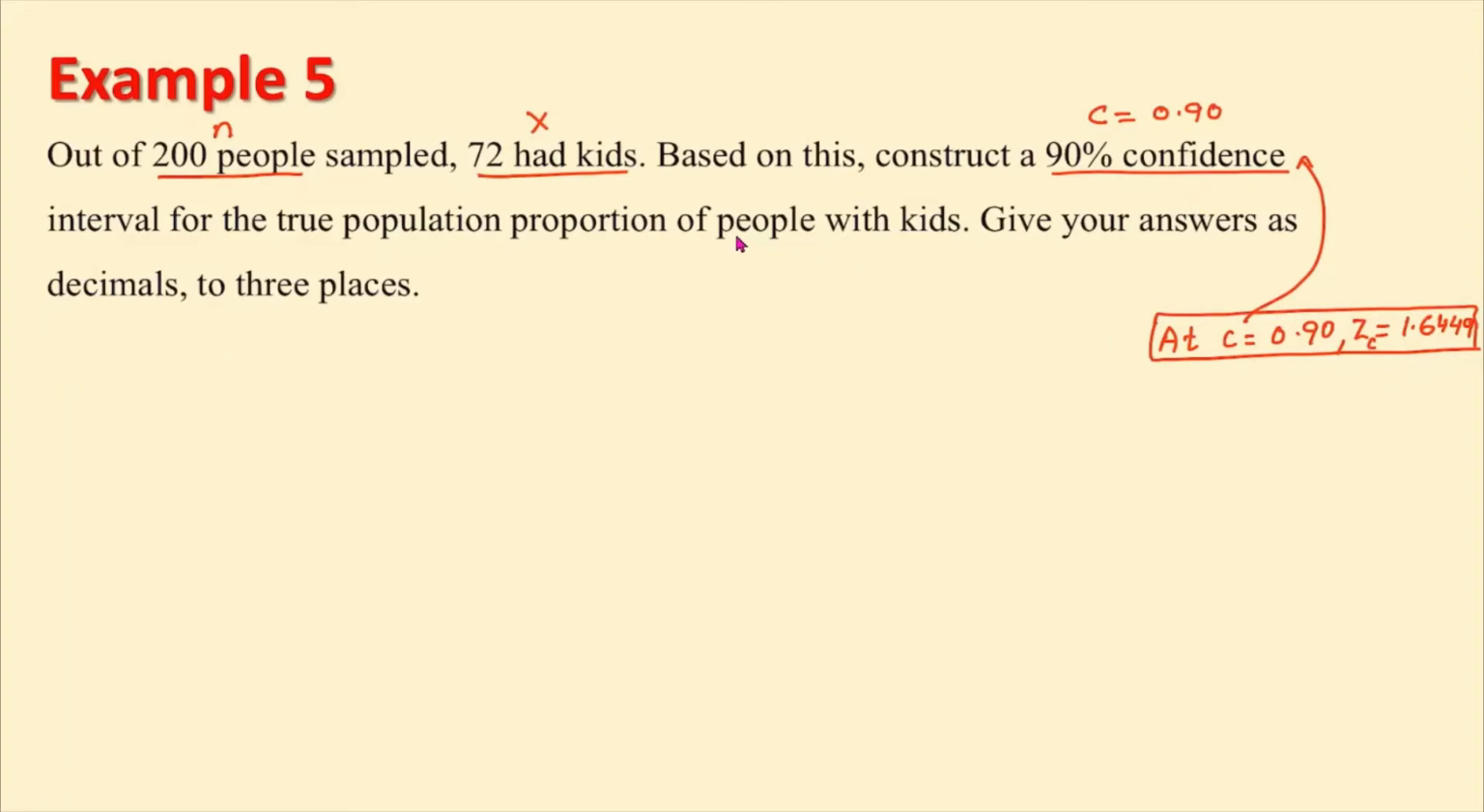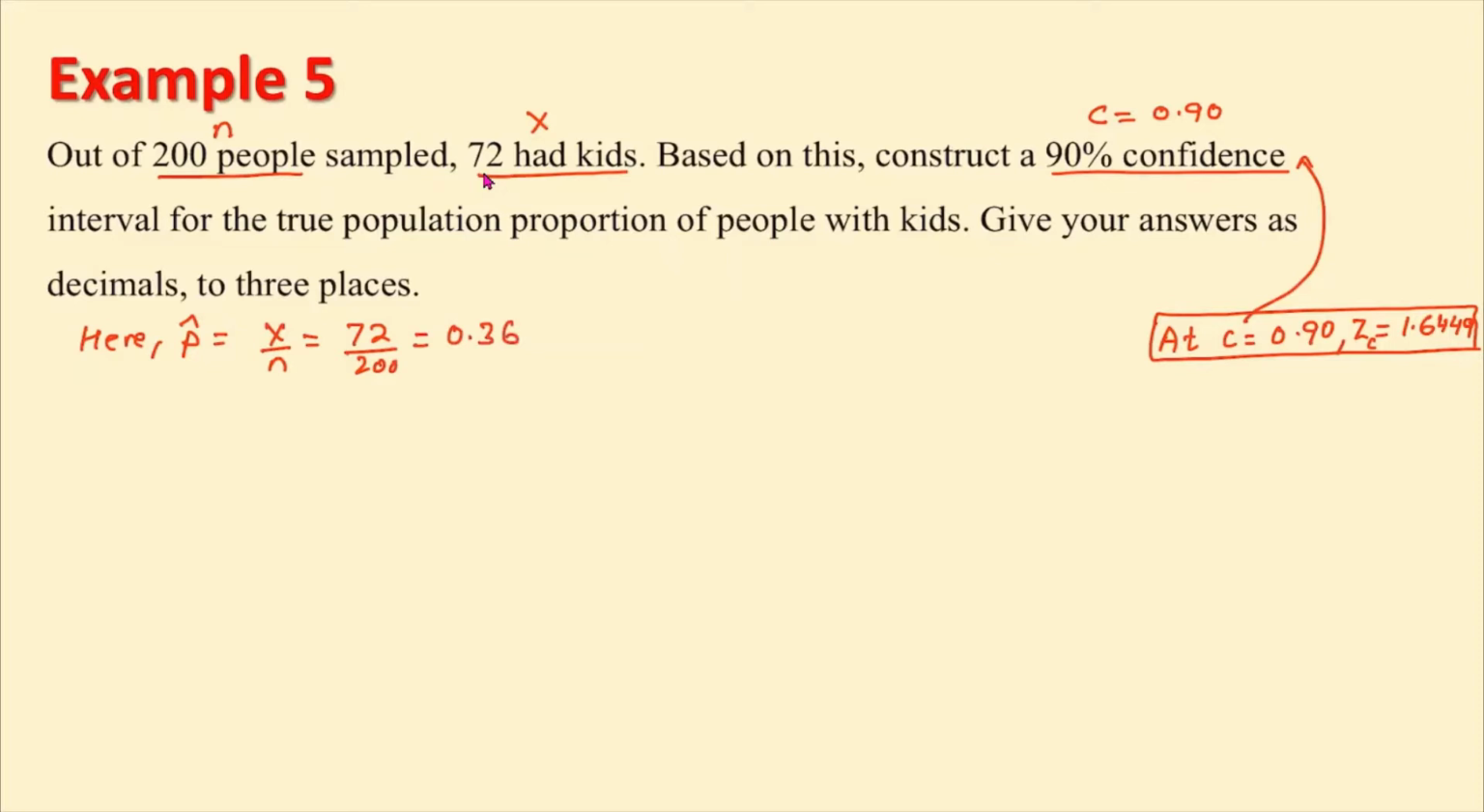Now the question here is, we are asked to construct that 90% confidence interval for the true population proportion of the people with kids, and we are asked to write the answer to 3 decimal places. So first, let's find P hat. Here P hat is X out of N, X out of the total, which is the same as 72 out of 200. That is 36% or 0.36.